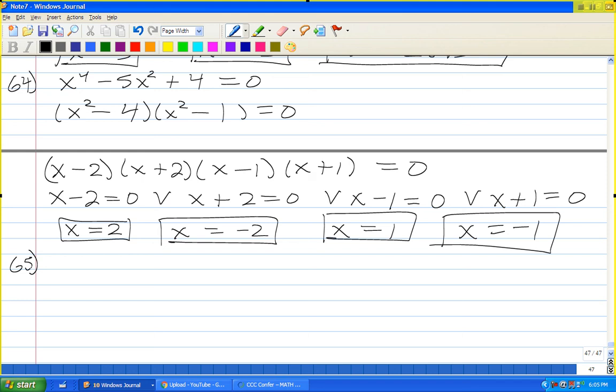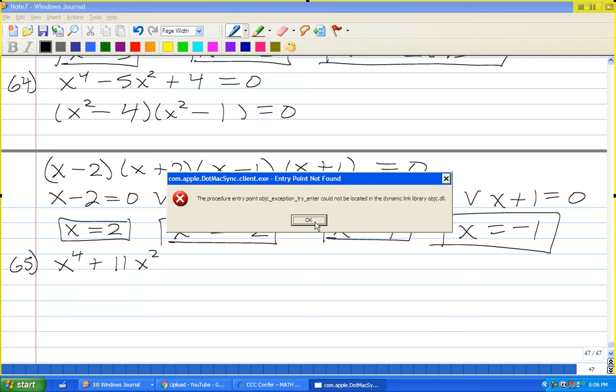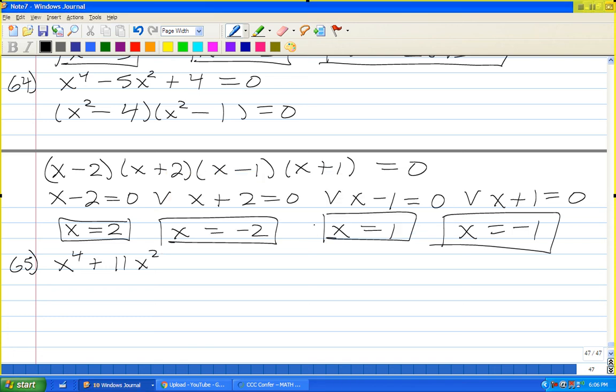So notice you have 4 solutions for a fourth degree equation. 65. x to the 4 plus 11x squared minus 900 equals 0.